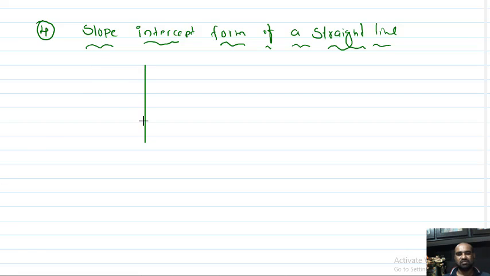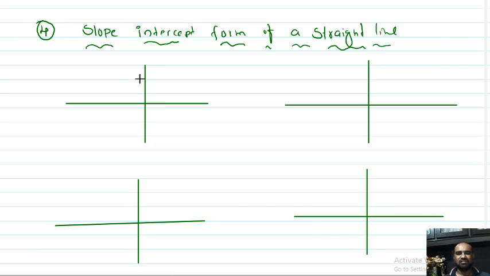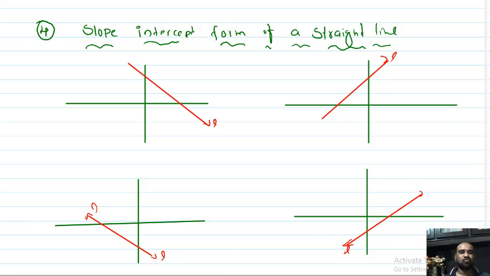So this is the y-axis and x-axis, and this is the line. Next, this is the line. There are four possibilities here, four possibilities for this line L.